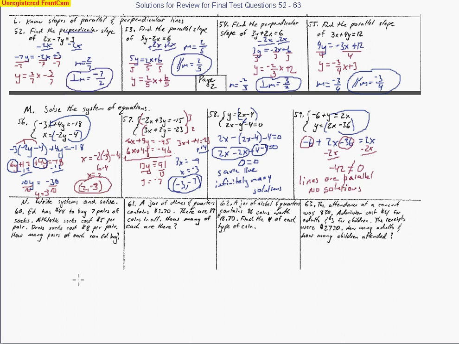Well, here's some problems that involve writing systems to solve. So it talks about Ed has $44 to buy 7 pairs of socks. And athletic socks cost $5 per pair. Dress socks cost $8 per pair. So let's write a quantity value problem. So we'll start with this.